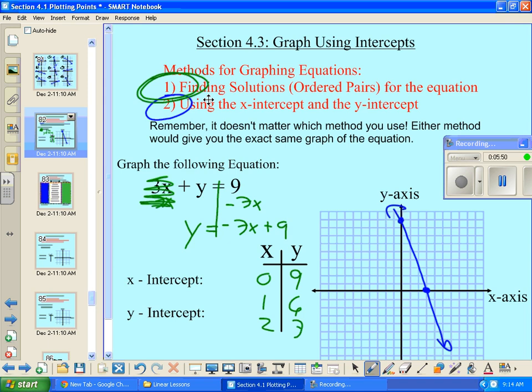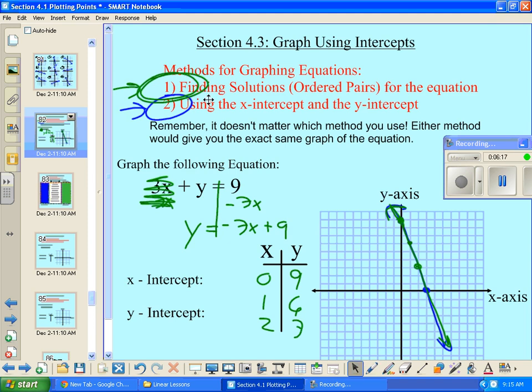I'm going to graph those 3 ordered pairs. 0, 9 is right there. 1, 6 would be about right here. And 2, 3 would be right here. And what do you know? If I graph this and go through all the points, I find that the green line looks just like the blue line I showed up here. The green line is me graphing with the ordered pairs method. The blue line is me graphing with the intercepts method. And I get the exact same line.